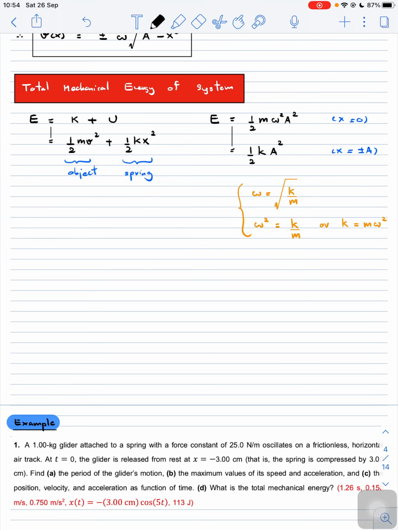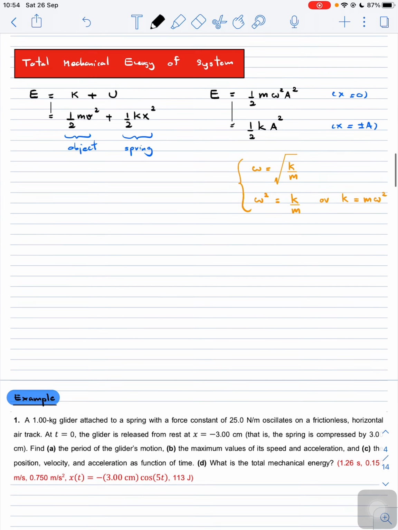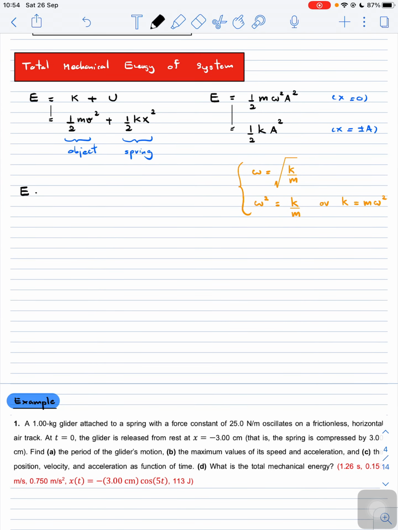Okay, so now for the conclusions, we can get that E, the total mechanical energy, equal to 1/2 k a squared. Let me just write this one down, and then it is equal to 1/2 m v squared plus 1/2 k x squared, and that's it.